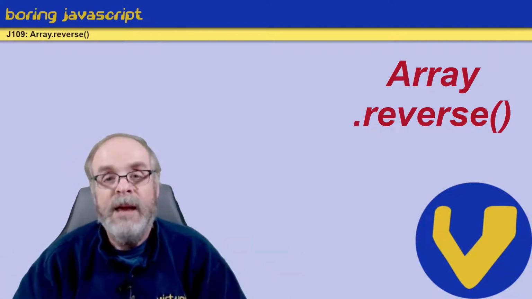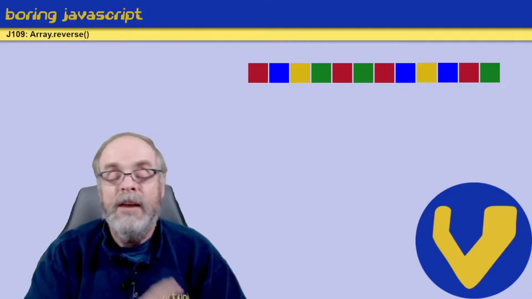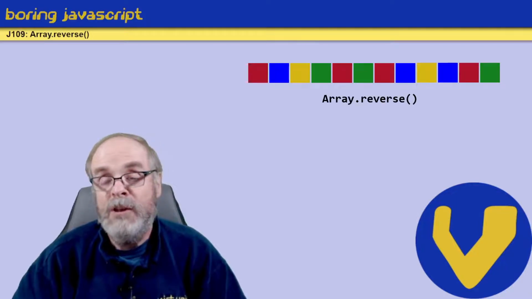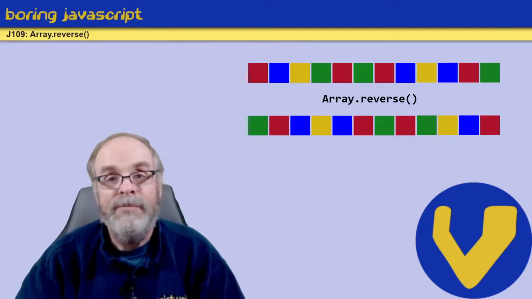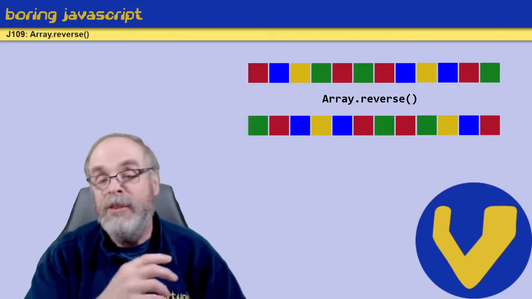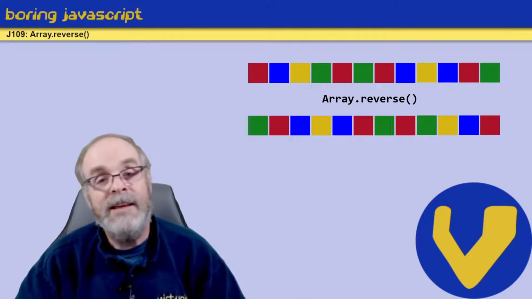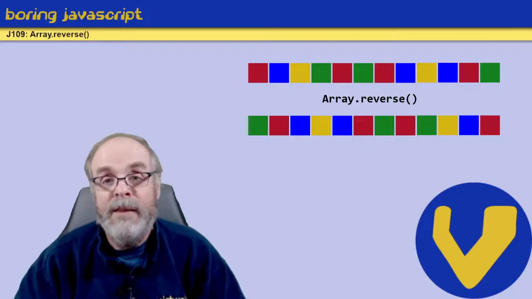For instance, suppose you had this array. If you were to apply Array.reverse to it, you would end up with this array. It's that simple. As you can see, the first one has become last and the last one has now become first. There is a catch, however.